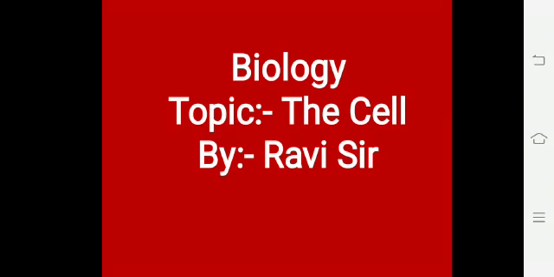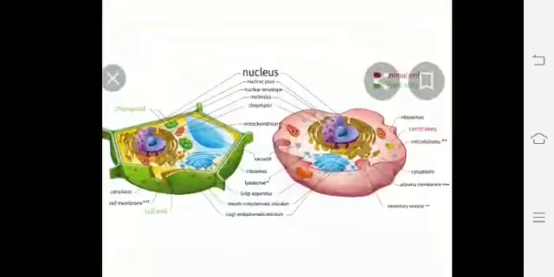Welcome back, students. In this chapter, the cell, we are going to study about the cell. We know that the cell is the structural and functional unit of the living organism. We have also studied the cell theory and who discovered the cell. After that, we also saw the structure of the cell. These are the cells, plant and animal cell here.